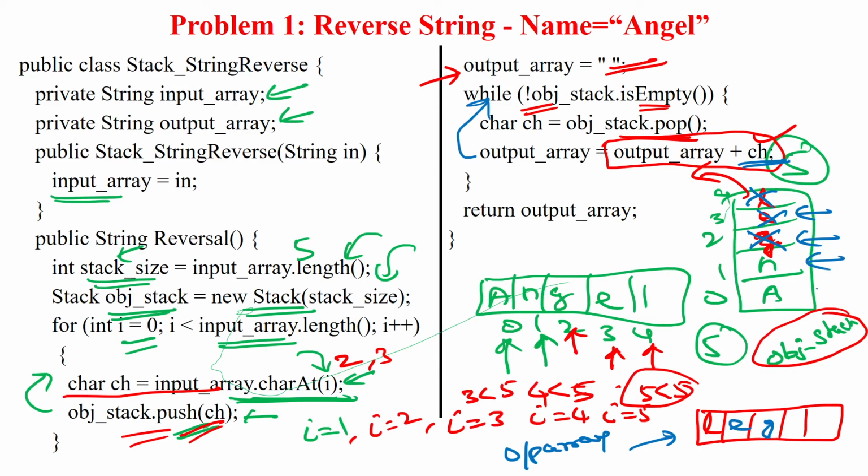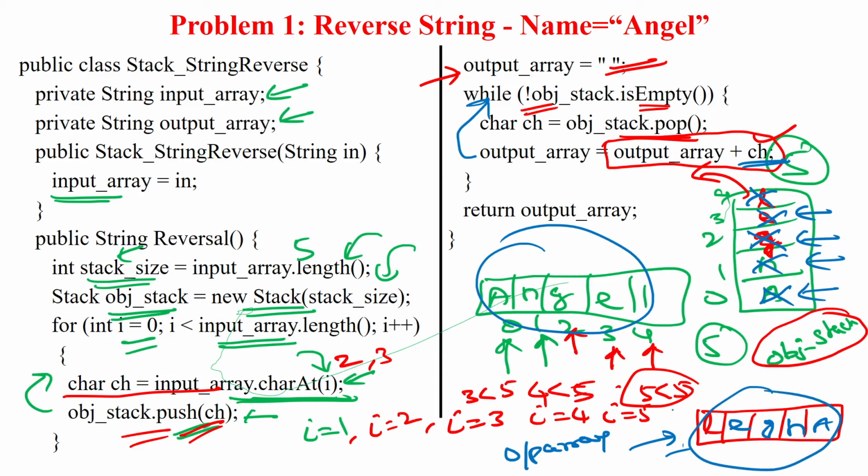Then still we are checking the stack. Yes, the stack is not empty. N is there, it is popped out and stored, and removed from the stack, and the A is popped out, removed from the stack, and A is stored here. So now we got the output string. Right, now you can check the input string and output string. If it is matching, that is a palindrome.